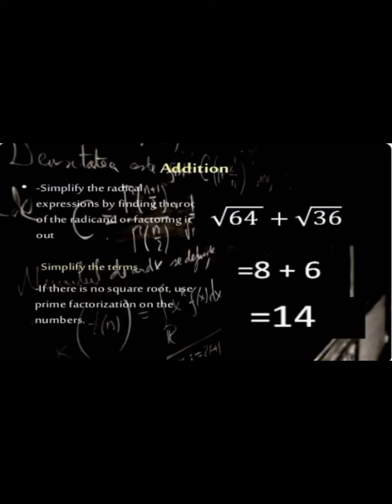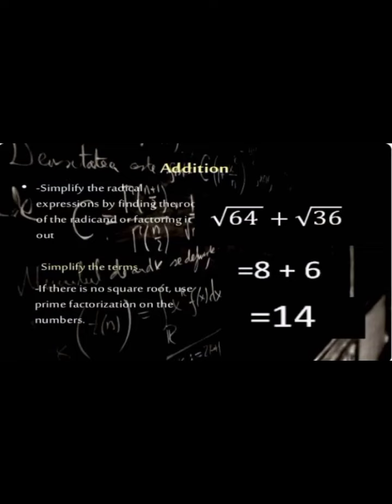So, first is an example for addition. First, we're going to simplify the radical expression by finding the root of the radicand or factoring it out. So square root of 64 plus square root of 36. Second is simplify the terms. So the square root of 64 is 8 and the square root of 36 is 6.